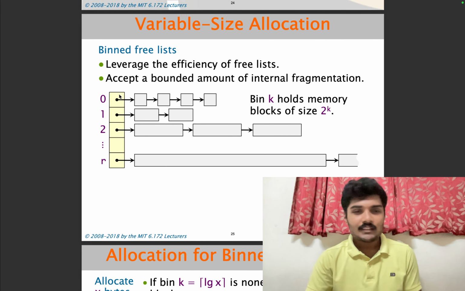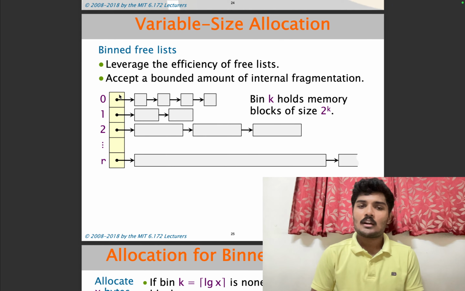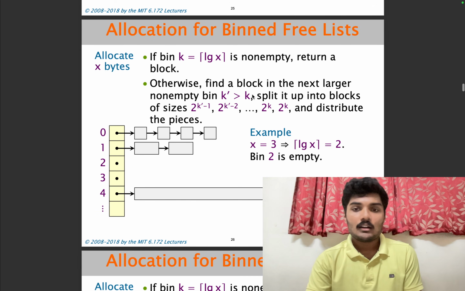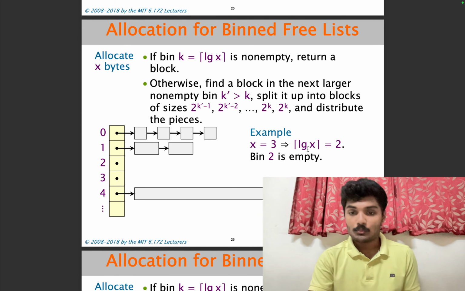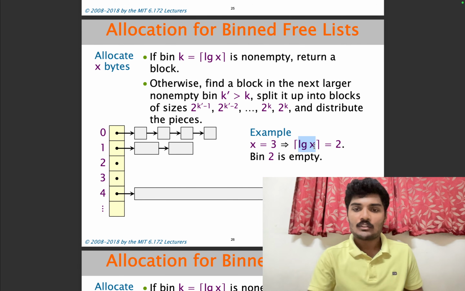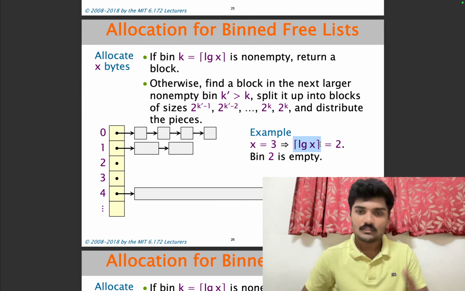So why is that optimal? Let's say I want to allocate a memory of 3 bytes. In the next example, we'll look at what that means. So what will we do? We will take the log to the base 2. So log 2 of 3 is equal to 2. Also this is the ceil function.